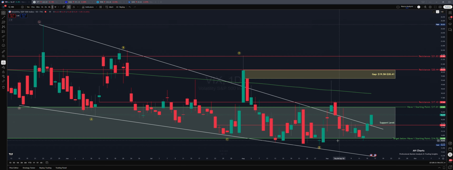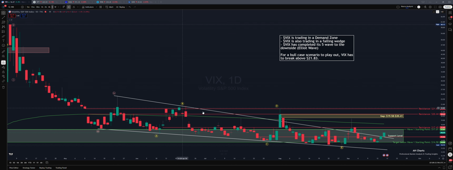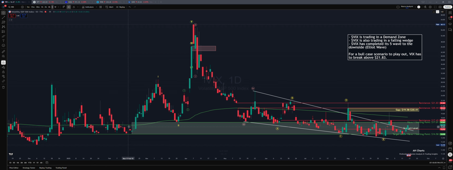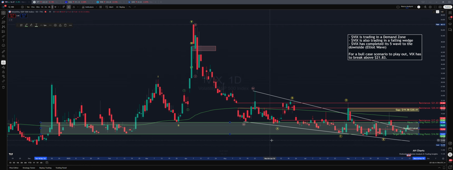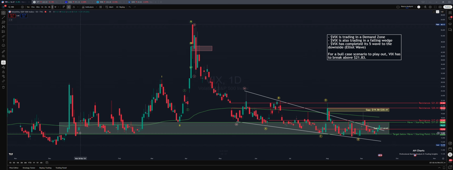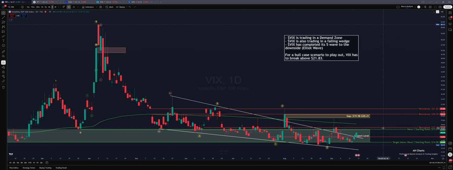But VIX currently has completed a 5-wave sequence to the downside. It's in what you call an A, B, C, D, E. Once you get to E, you tend to see some upside movement again, some reversals. So it's something I am cautious with looking at VIX. We are trading at the bottom here. As you can see, we tend to see some upside volatility whenever we hit the bottom within this range here. So I am very cautious with the overall market whenever VIX is trading within this range at the bottom.